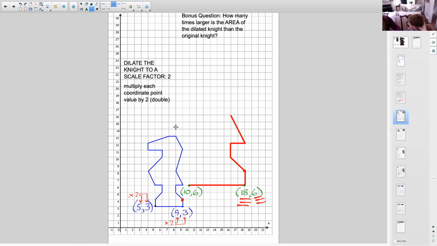What happens when we double the 9? We go to 18. When we double 11, where do we go? 22. Okay, so let's go to 18, 22.